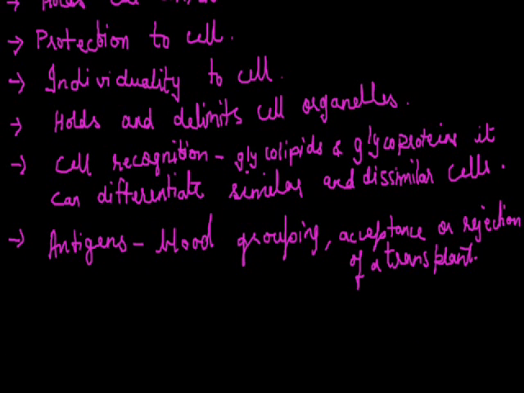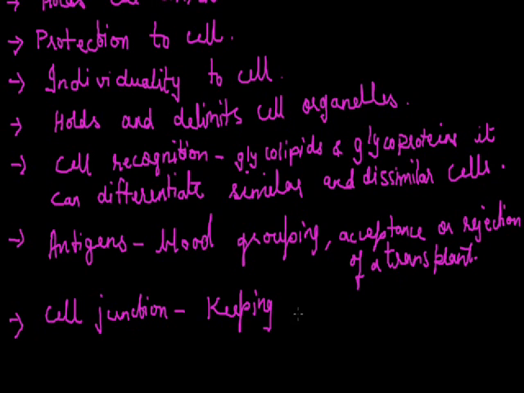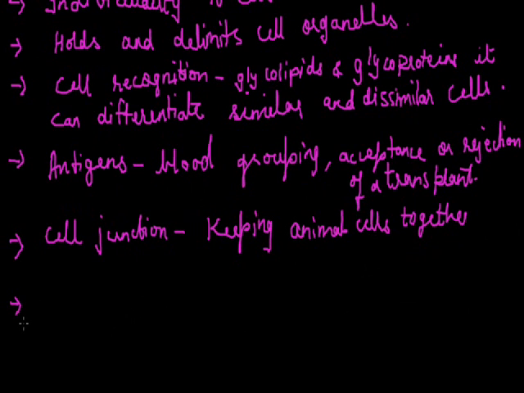The next function of the cell membrane is cell junctions. They help in keeping animal cells together. They act as cell junctions and help in keeping animal cells together. The next function is microvilli. These are structures or invaginations of the membrane which are specialized for increasing absorption of nutrition.